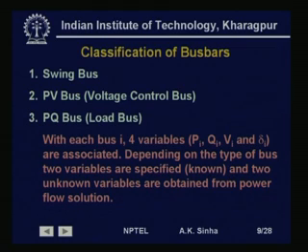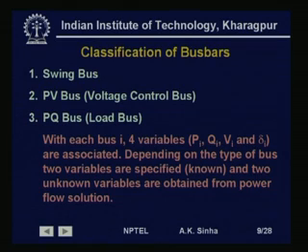The third type of buses are those where both real and reactive power are known. These buses are called PQ buses. Most of the load buses where we do not have any generation, we know the loads, that is the real and reactive power load at all these buses.